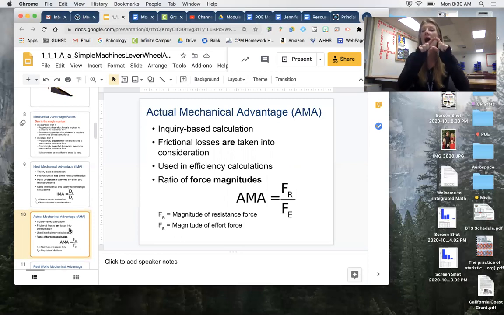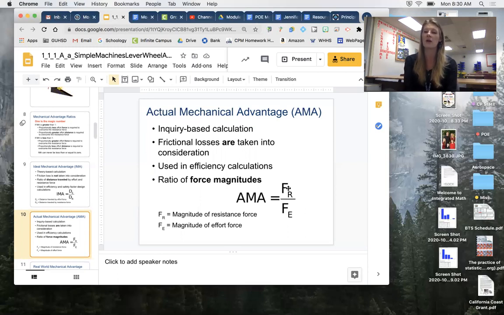So that's why I remember I'm a deer for the first one. I'm a deer, DE over DR. And this one I remember as AMA free. I know that's kind of weird because that's not really a thing, but AMA free, FR over FE. These are opposite.